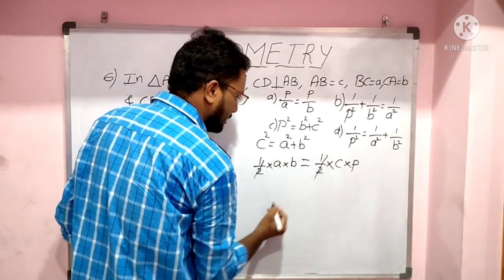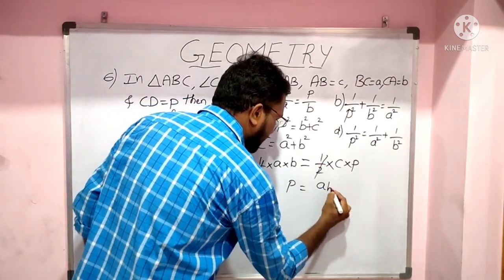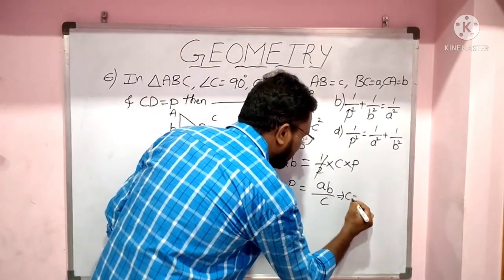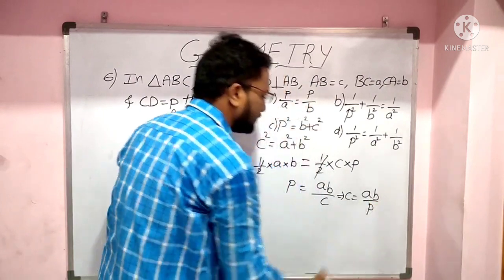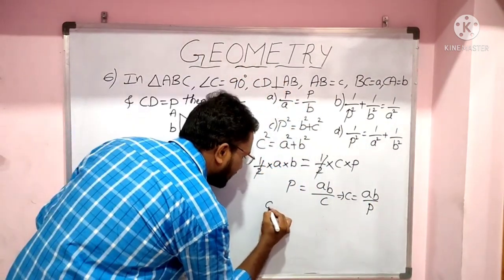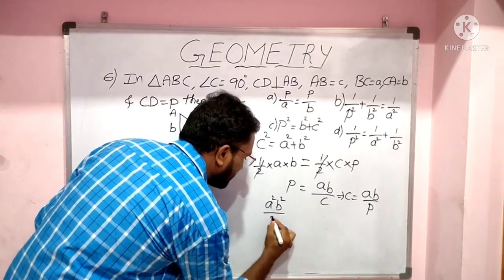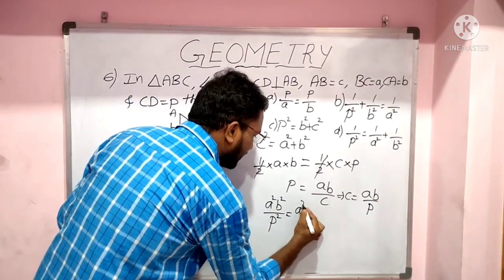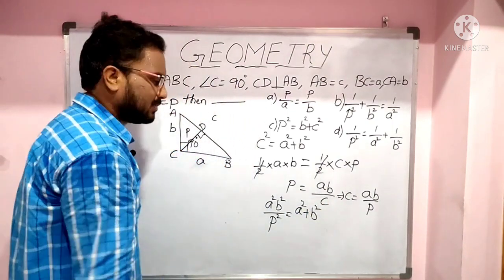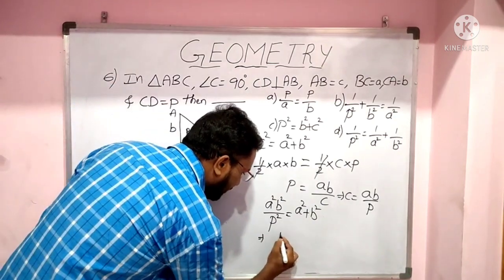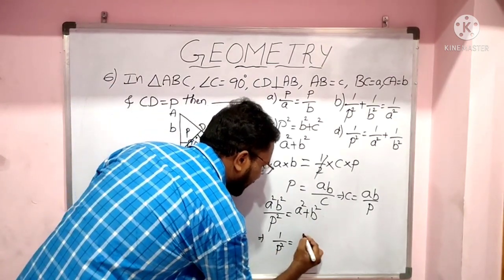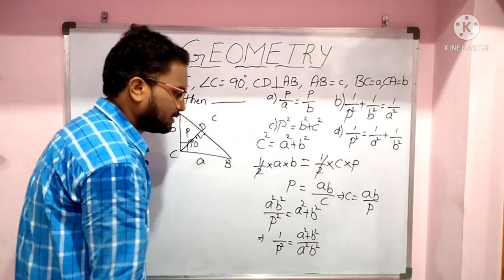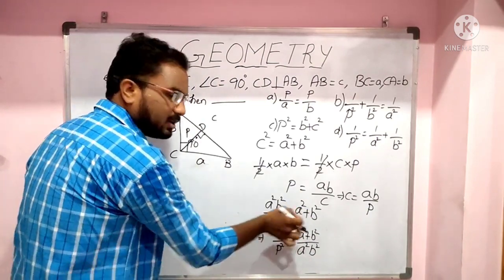So half cancel. p equal to ab by c. From this c equal to ab by p. c square means a square b square by p square. c square is a square b square by p square equal to a square plus b square. From this 1 by p square equal to a square plus b square by a square b square.